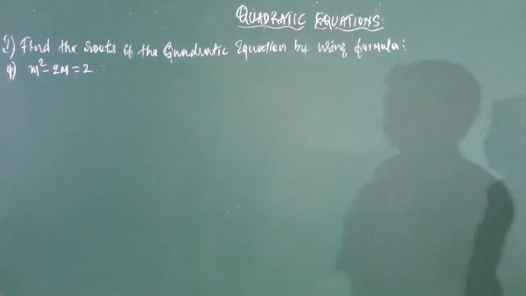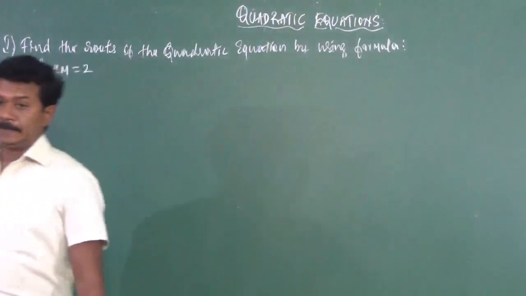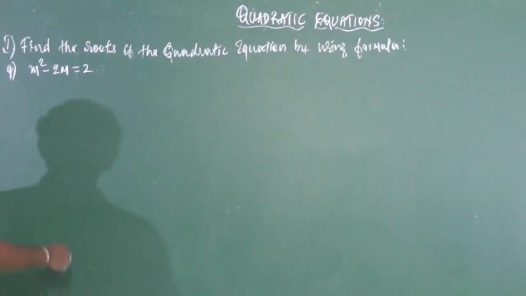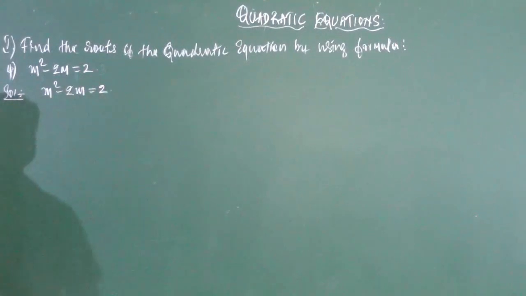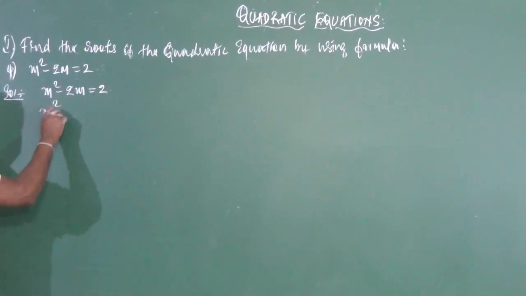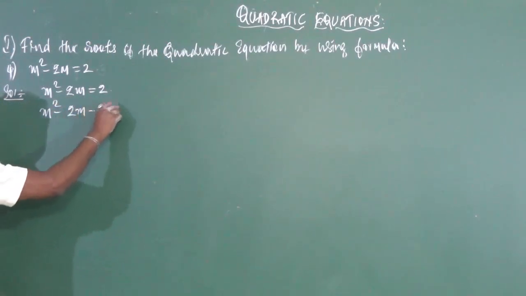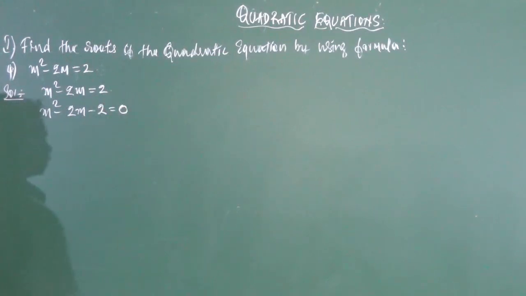Okay. So let us get into the fourth problem. A quadratic equation is given here: m square minus 2m is equal to 2. But we can see a limitation here because it is not in the standard form. So to bring it to the standard form, we have to transpose this plus 2 to the LHS. Right. So m square minus 2m minus 2 is equal to 0 is the quadratic equation.